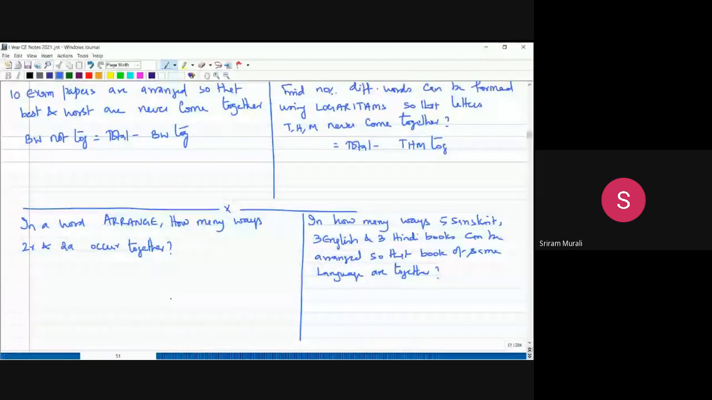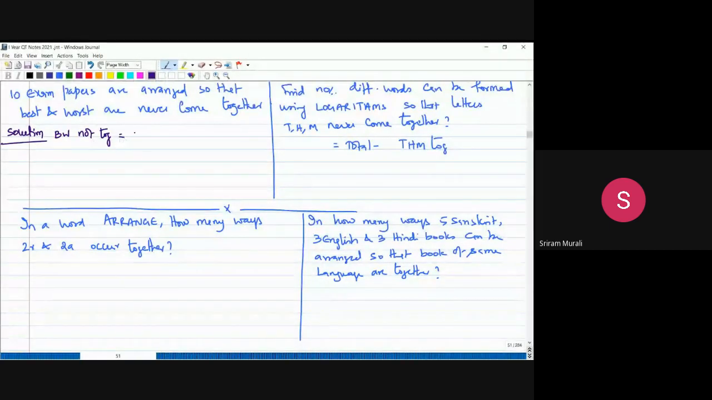So this is again a problem related to best and worst never coming together. So best and worst never come together means you take BW, for best, worst, not together. In the last problem, it was 4 vowels. Here best and worst are only 2. So total minus BW together.